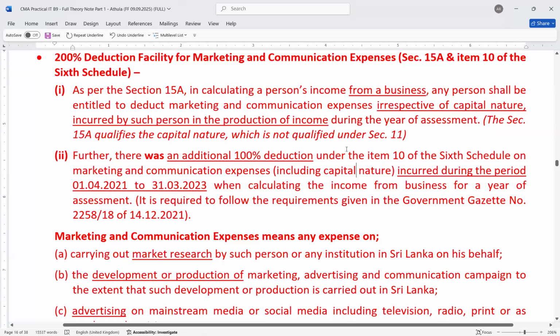Now, ultimately, so many deduction facilities were there, right? Because it says further there was an additional, further, right? Then this is the additional thing, incurred only during this period, right?